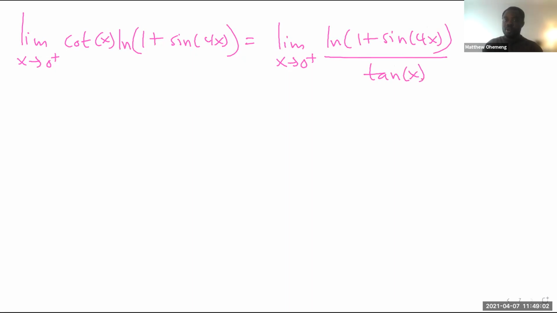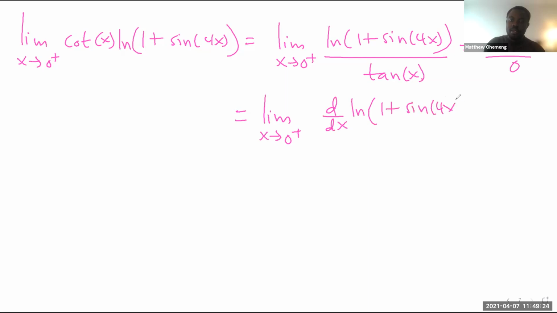So this one is going to be what? Type 0 over 0 or type infinity over infinity. If you plug in 0 here, sine of 0 is 0, so you get ln of 1, and ln of 1 is 0. If you plug in 0 here, tan of 0 is 0. So you see type 0 over 0. So employ L'Hopital. To employ L'Hopital, you have to do what? Take the derivative of the numerator function, ln of 1 plus sine of 4x, over the derivative of the denominator function, tangent of x.